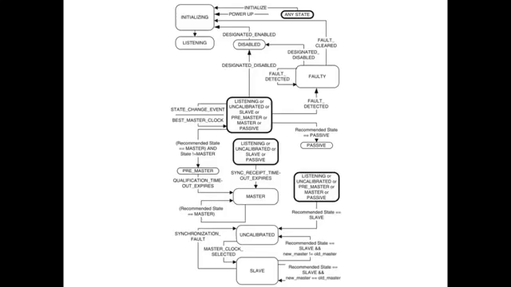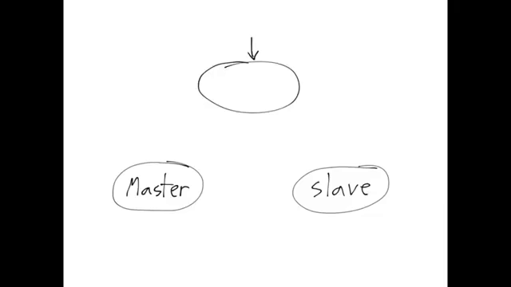Okay, it still looks complex. So what I'll do is I'll describe a simplified version of it. Basically, the state machine has a master state and a slave state, neither of which is the initial state. The initial state instead is another state called the listening state.